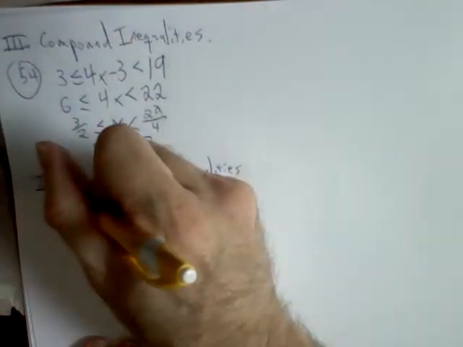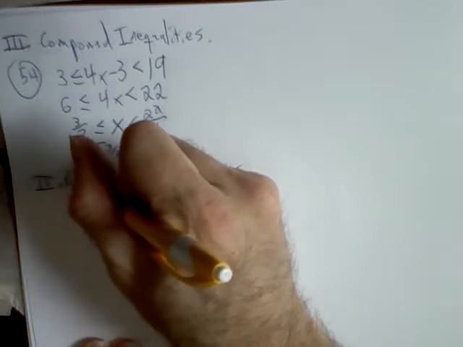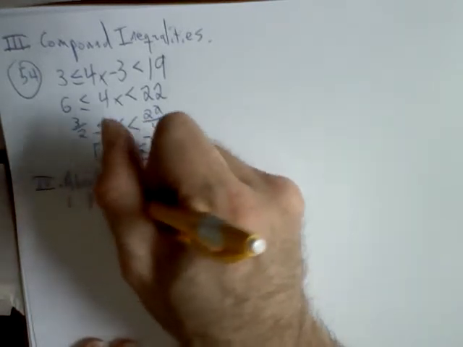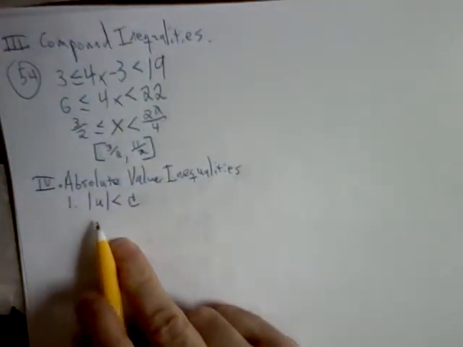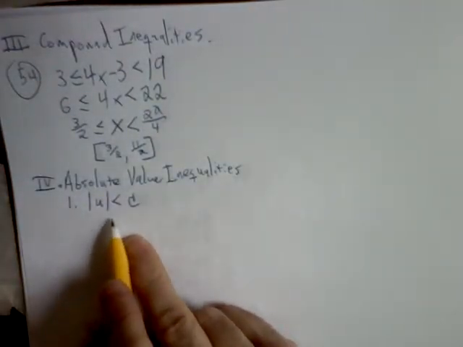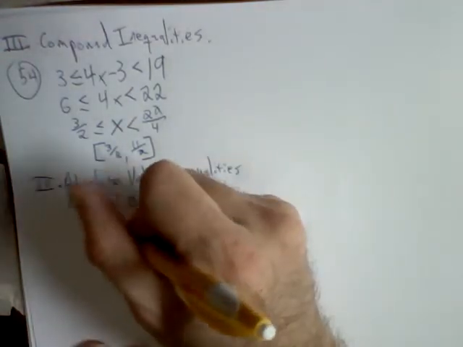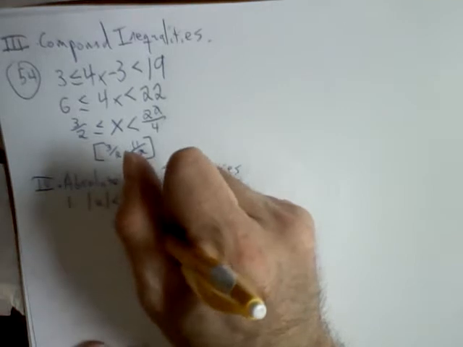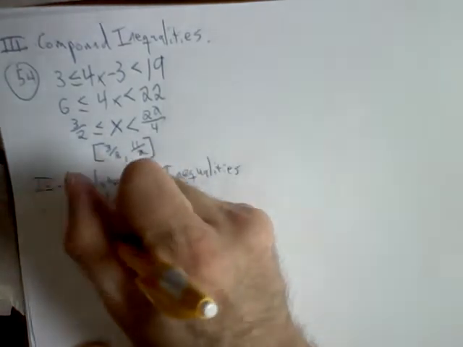Okie dokie. So the first case is when you have, and this is the hard case, the absolute value of u less than c. And to solve this, you're going to put it into a compound inequality. So you're going to say, okay, this is equivalent to solving the inequality u less than c but greater than -c.